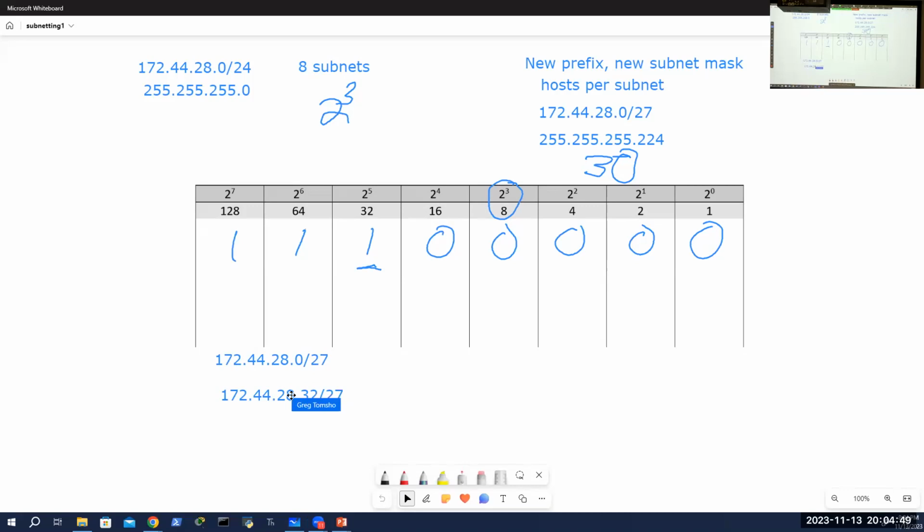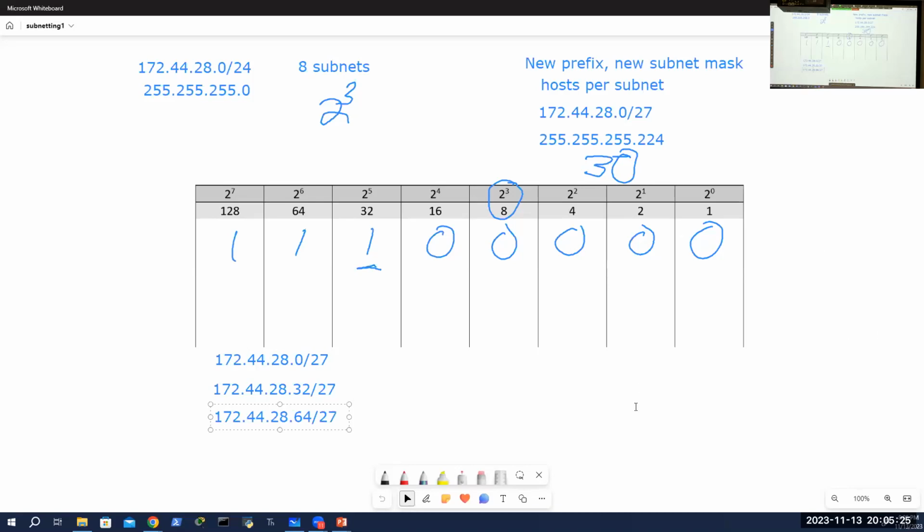Okay, so the next subnet ID is going to be what? 64. And 96, and then 128, all the way up to 224. And those are each different subnets, the 32, 64. Those are all subnets. Those are all the network IDs for those networks.